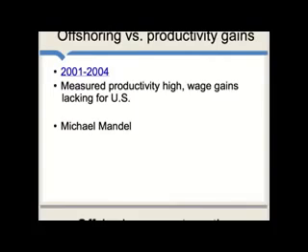Some commentators have wondered whether offshoring is the new way in which we're taking some of our productivity gains. For instance, if you look at the years 2001 to 2004, you will find in those years that measured productivity is relatively high, yet wage gains in the United States were lacking. What's going on? Well, one hypothesis put forward by Michael Mandel is that the way we increased productivity was by offshoring. We did things overseas for cheaper. That is a kind of productivity gain for American firms, but it's not a productivity gain which is going to rebound to the benefit of American workers. In fact, it may lower their returns.